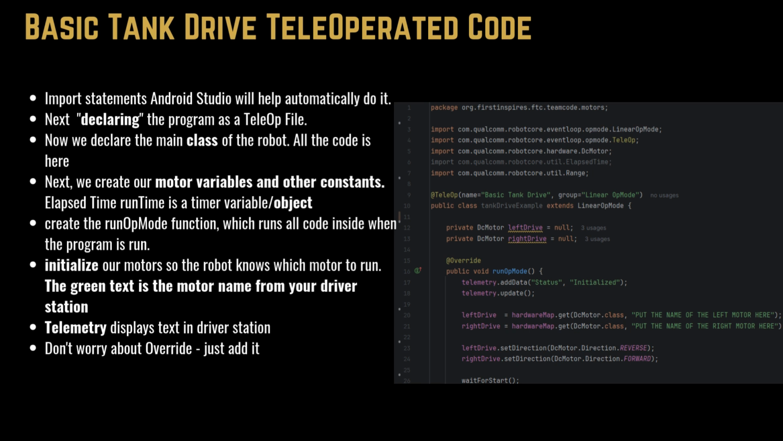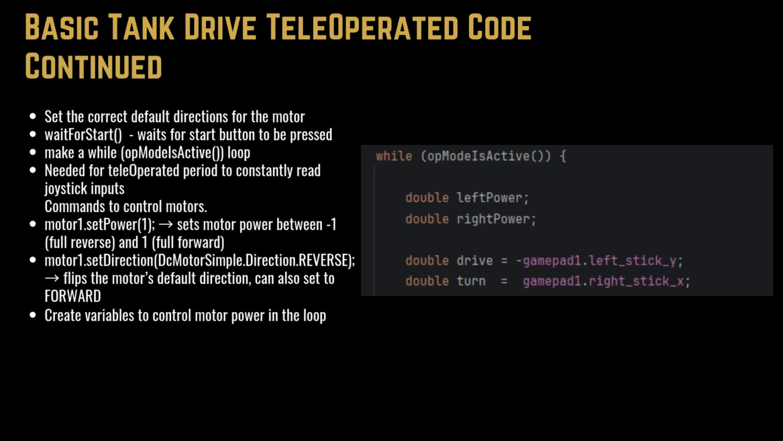And next, we have the wait for start function, which waits for the start button to be pressed, just like the wait for start block in blocks programming. So next, we have a while op mode is active loop. What this does is while the program is active, it'll run all the code inside, just like before. Why we need to run over and over again is that when we turn the joystick or press buttons, it'll send a signal, and since it's constantly updating, it'll read that signal, calculate the motor power, and send out the motor power to make the robot drive.